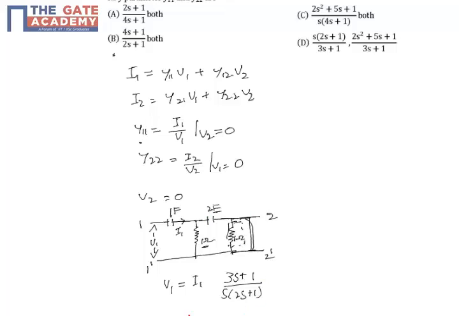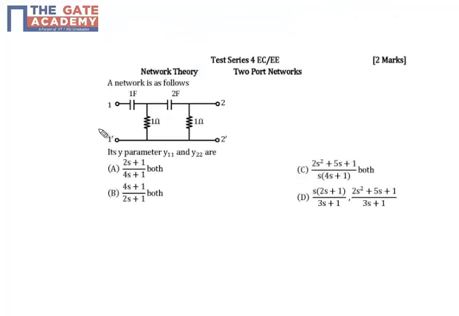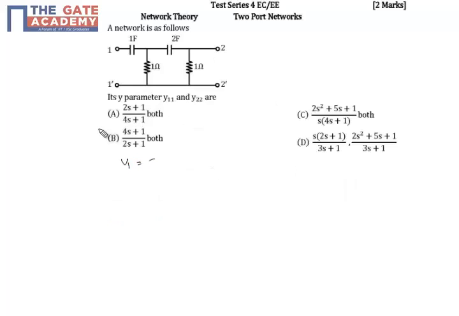So y11, which is I1 by v1, is equal to s into 2s plus 1 by 3s plus 1. Now we have determined y11. We have to determine y22. For that, we have to make v1 equal to 0. When we make v1 equal to 0, our circuit will look like this.